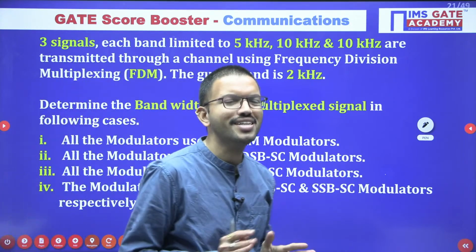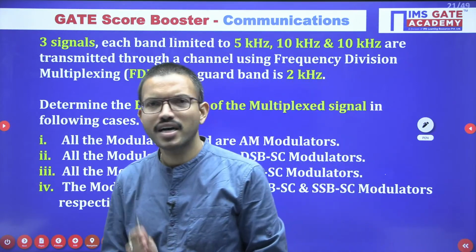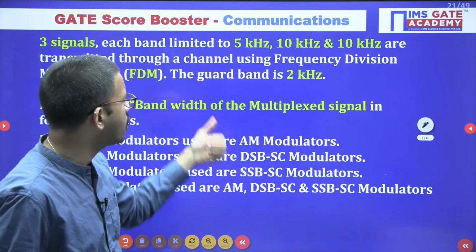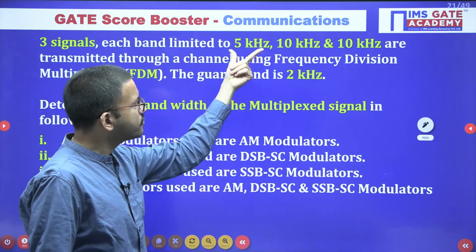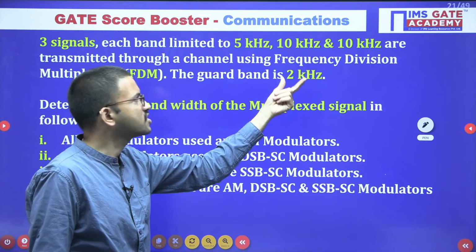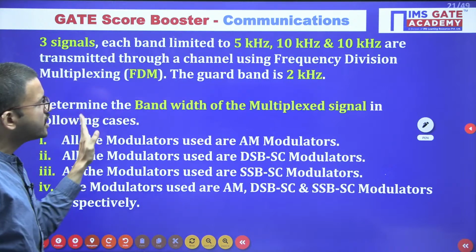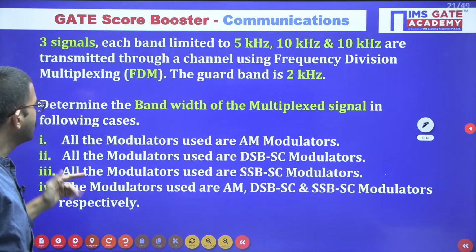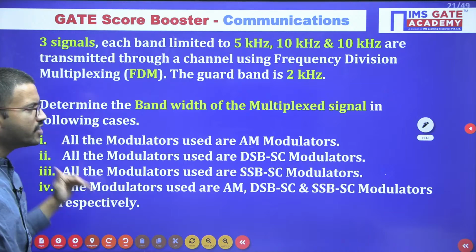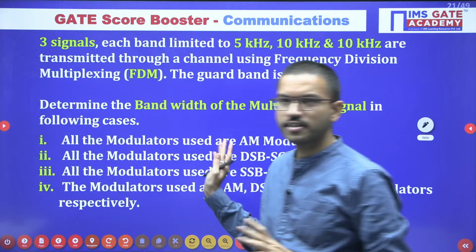In some questions, they will specify that there is no guard band allowed. So that means no need to separate one signal from another signal. But whenever they mention guard band is provided, say for example, first and second, in order to separate, we can consider this guard band. Similarly, second and third, you can consider this guard band like that. Now, determine the bandwidth of the multiplex signal in the following cases. Here we are solving this question in four cases. This is the conventional question.